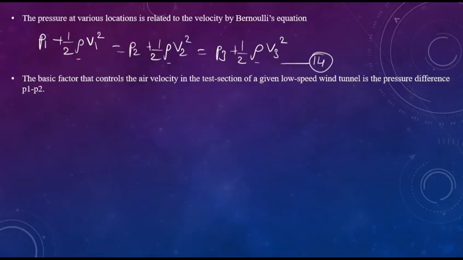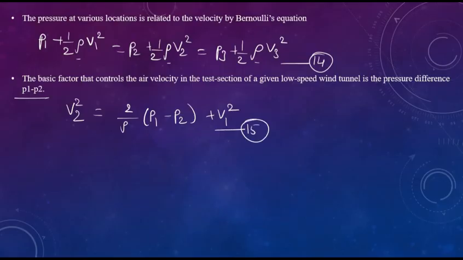Now, what is the basic factor that controls this air velocity? As we have seen previously from the formula for V1 that we had derived, the main factor that controls the air velocity in the test section is nothing but the pressure difference, P1 minus P2. So if I rewrite equation 14 for V2, we have V2 square is equal to 2 by rho into P1 minus P2 plus V1 square. This would be our equation 15.